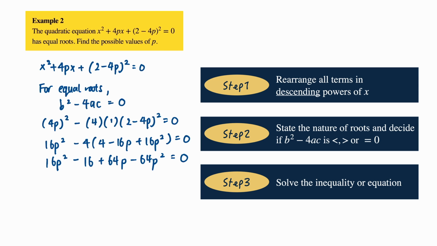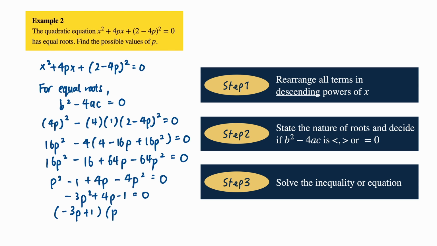We can then divide each term by 16 to give us p squared minus 1 plus 4p minus 4p squared equals 0. Simplifying further, we have minus 3p squared plus 4p minus 1 equals 0. Now if we were to factorize this equation, we will have p equals 1/3 or p equals 1.